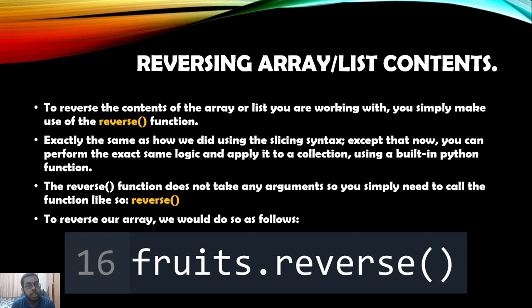The reverse function does not take any arguments, so you simply need to call the function like so. reverse. To reverse our array, we would do so as follows. fruits.reverse().